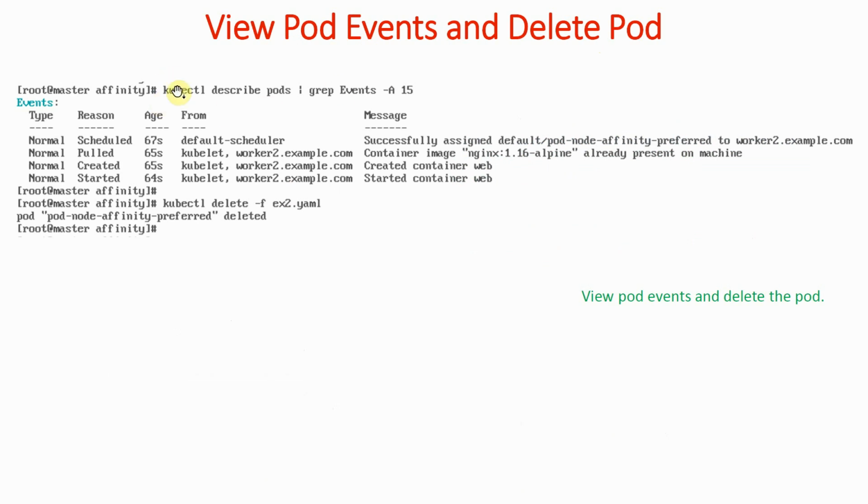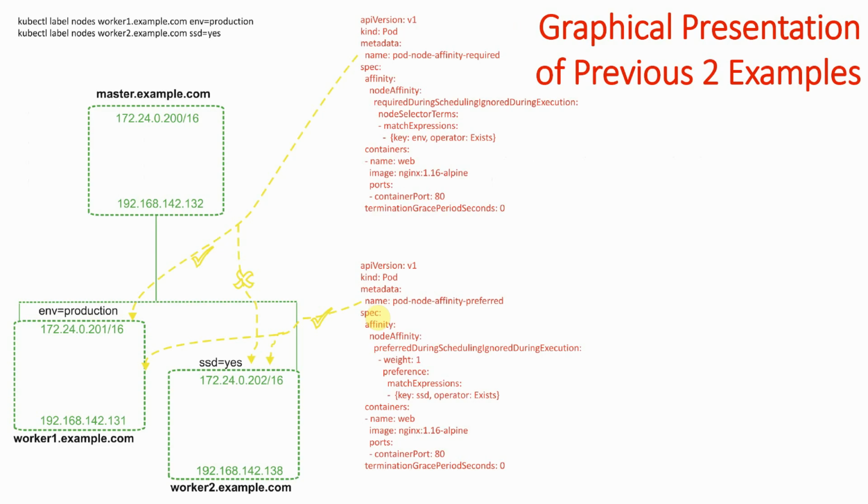So again, when we view the events by using the command kubectl describe pods | grep Events -A15, it shows that the pod was successfully assigned to worker2, the image is already present, created container web, started container web. Then we are going to delete this pod, and that means we have viewed the pod events and deleted the pod. Now we will see the graphical presentation of these two examples.